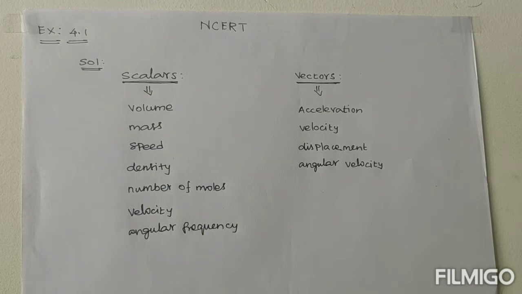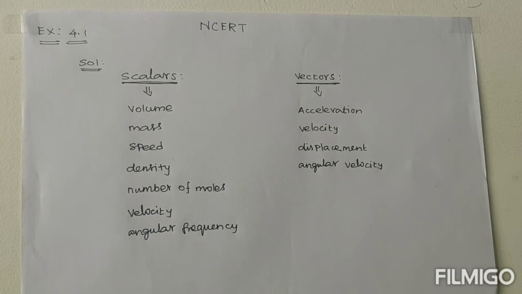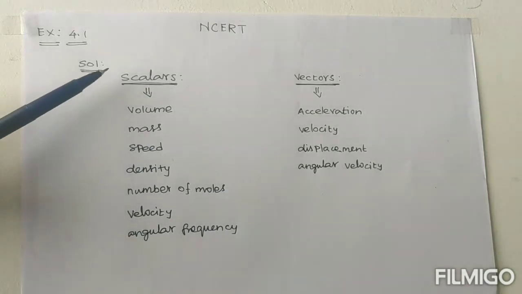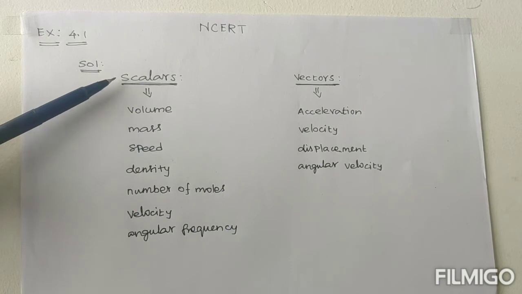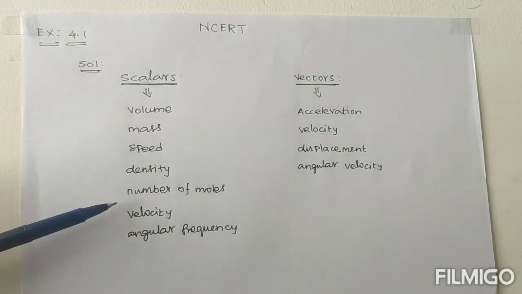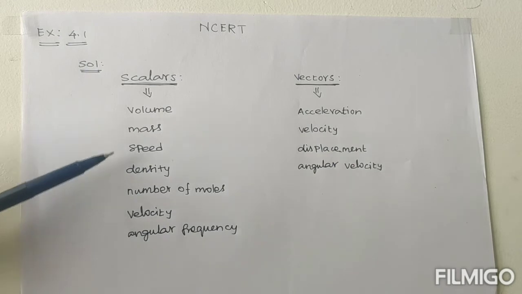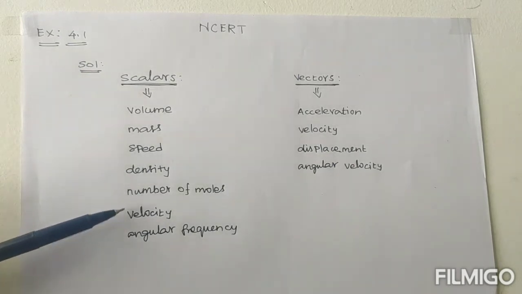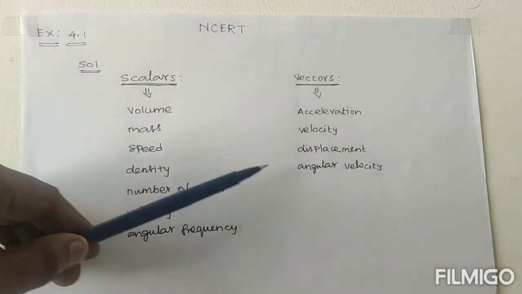In these physical quantities we want to find what are the quantities scalar and what are the quantities vector. So let's we write. If you observe here, the first part I write only the scalar. From that physical quantities I selected only the scalars here and then vectors are here.